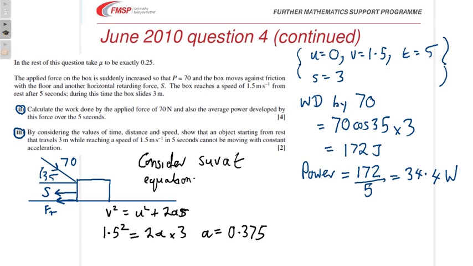Using, on the other hand, what should we use? v equals u plus at. Running out of room a bit here, but hopefully using v equals u plus at, that would give us 1.5 equals a times 5. So a would be 0.3.